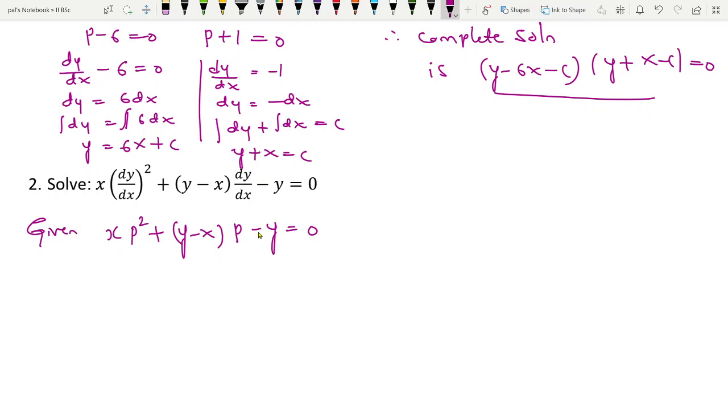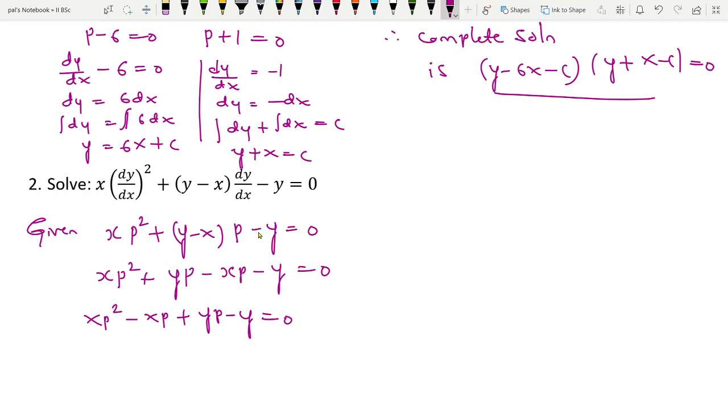Just think how to write this in linear form of p. Think about how to express it as linear factors in p. So it is y into p minus x into p minus y is equal to 0. Now you write it as x p square, take this minus xp here first, plus this is yp minus y is equal to 0. If you think a little, you will know how to factorize.